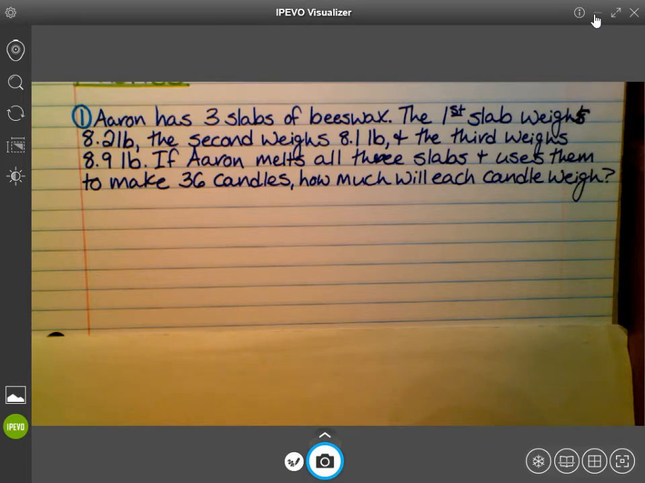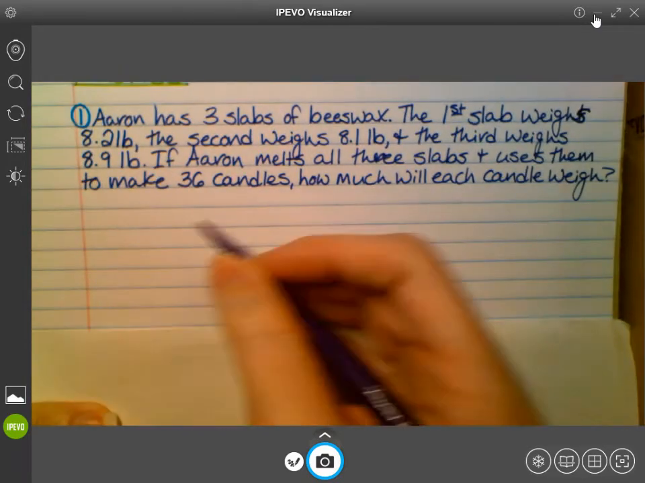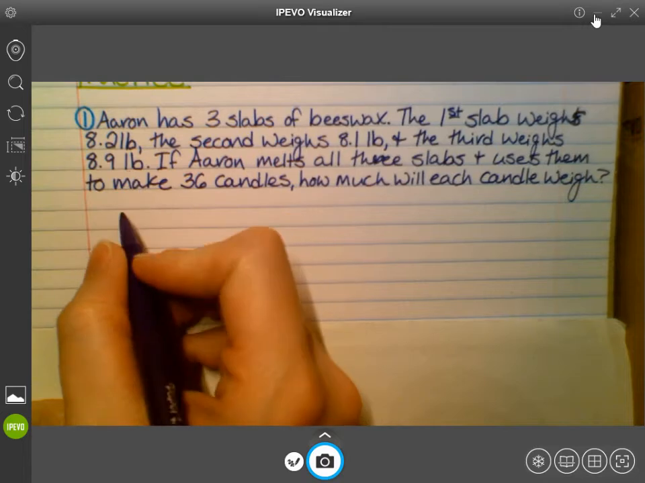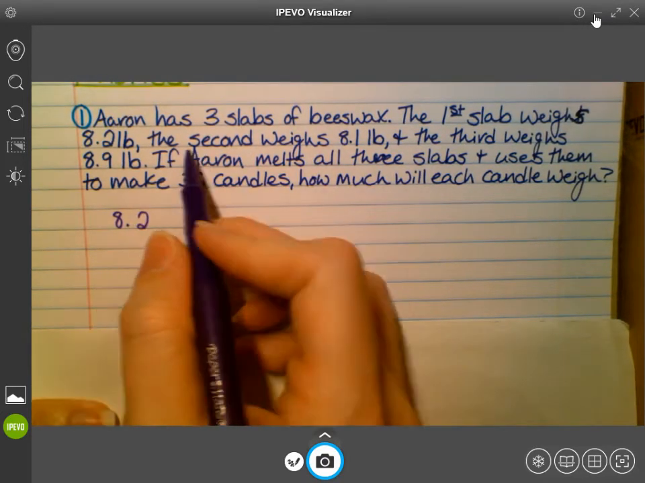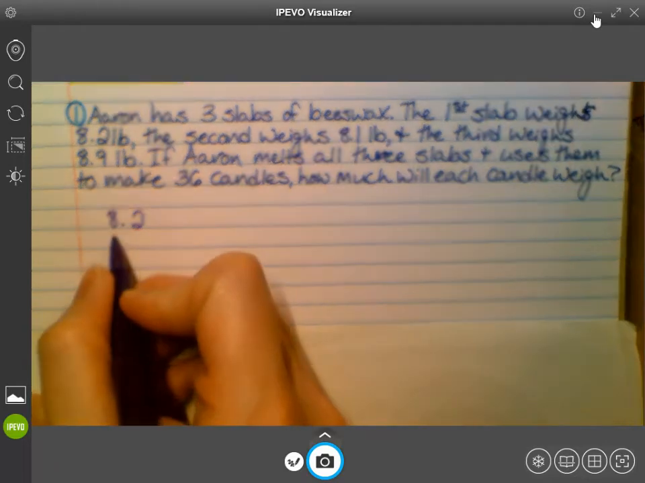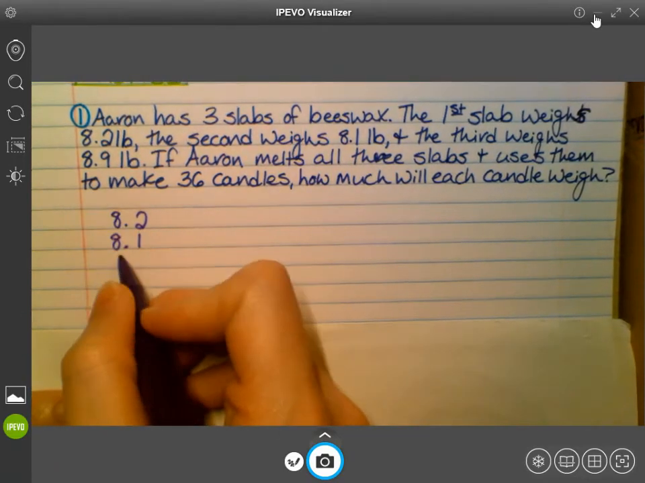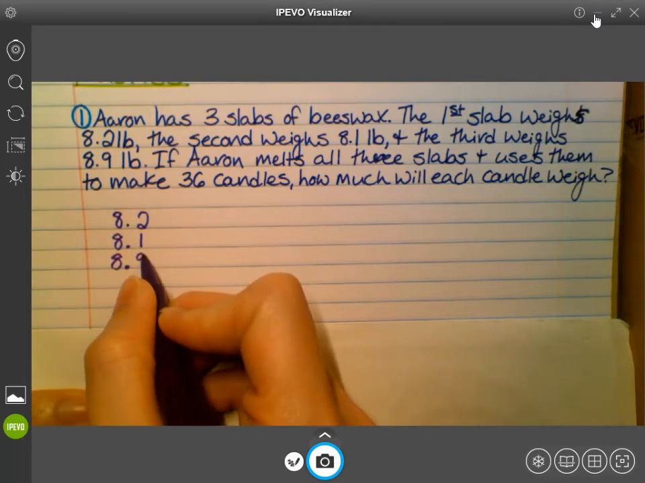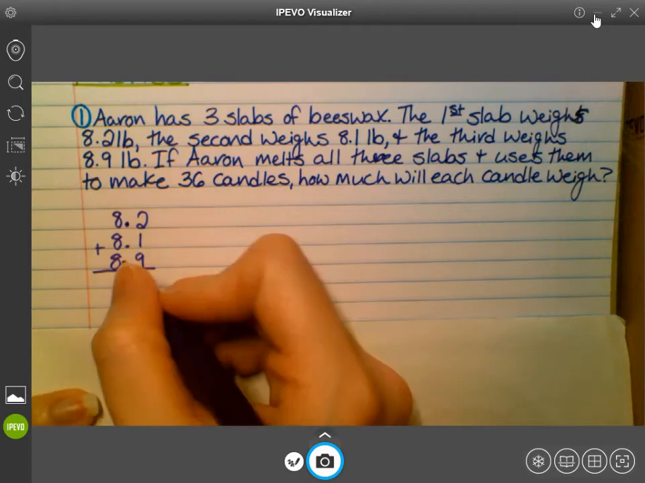All right, so I saw a lot of people, you added all 3 at the same time, and you made sure that your decimals were lined up. So our first slab weighs 8 2/10. Our second slab weighs 8 1/10. And the third weighs 8 9/10. So I made sure all my decimals line up, and now I can add.